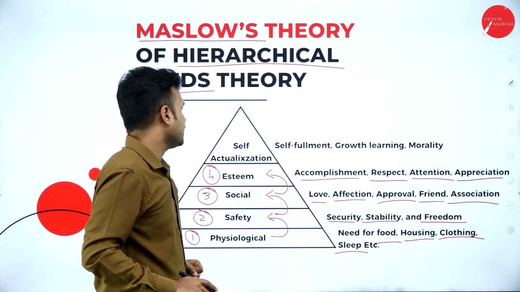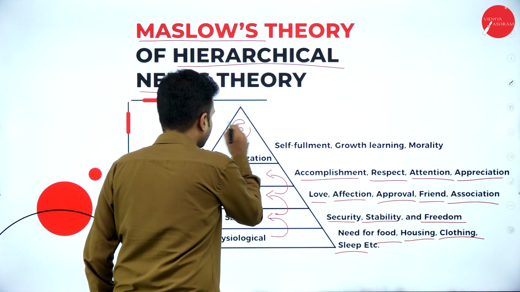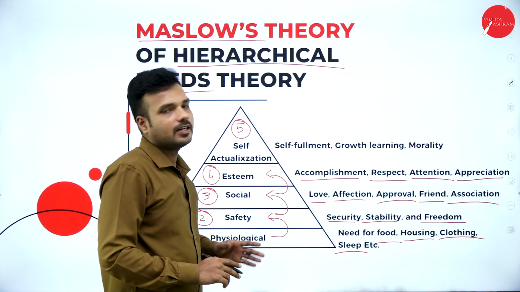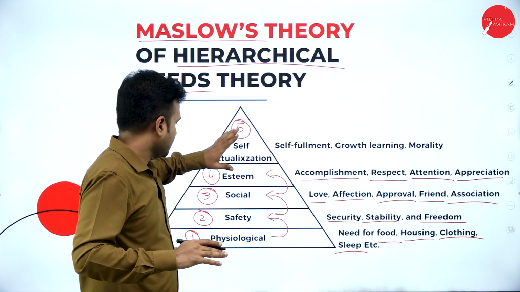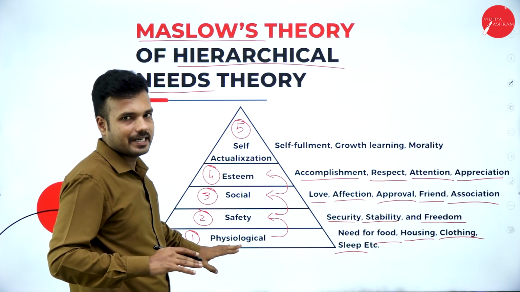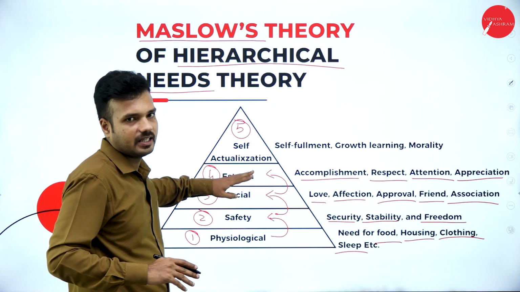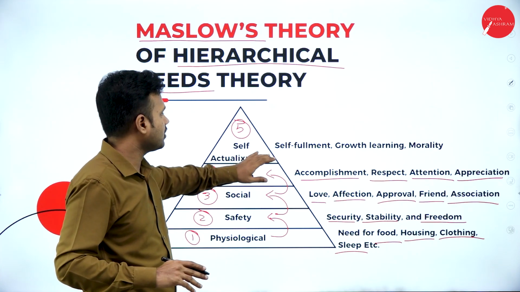And the last and final need is the self-actualization need. It is the fifth need that is required for the individuals of the organization. This self-actualization need is a higher level need. It can happen only after the fulfillment of all the 4 needs: physiological needs, safety needs, social needs and esteem needs. After the fulfillment of all these needs, he can move towards the self-actualization need.